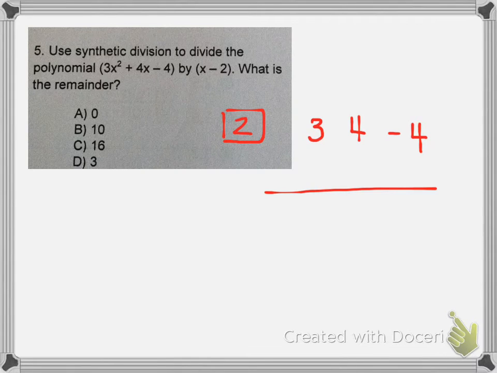Alright, here I have another division problem. Again, even though that's x minus 2, I changed my sign, that's a positive 2. And then I write down my coefficients, 3, 4, negative 4. You drop that first number, and you multiply it by what's in the box. Then you add them together. You multiply by what's in the box, and add them together. And again, remainder, constant, x. So the question is, what is the remainder? So it's clearly 16.